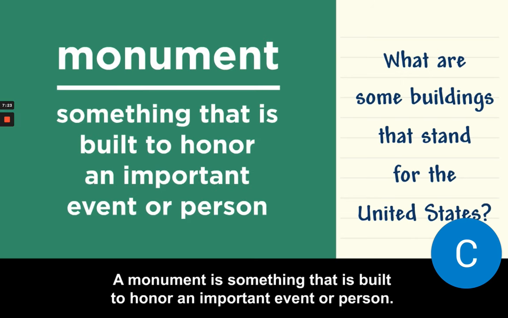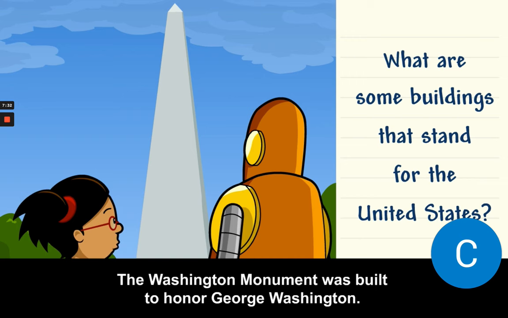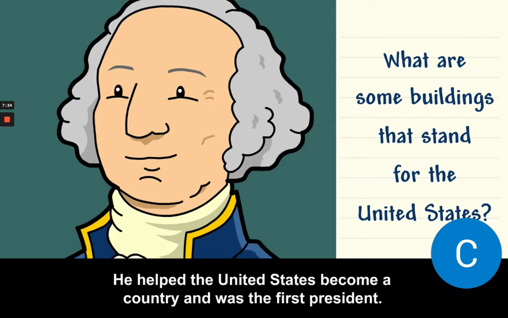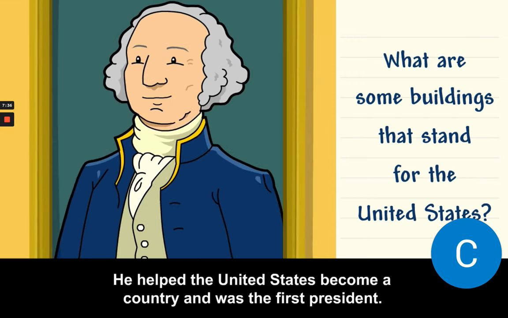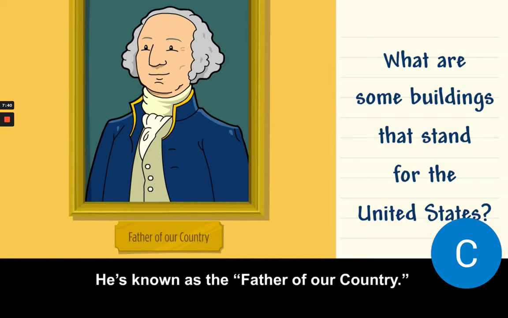A monument is something that is built to honor an important event or person. The Washington Monument was built to honor George Washington. He helped the United States become a country and was the first president. He's known as the father of our country.